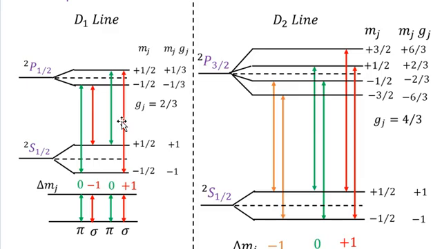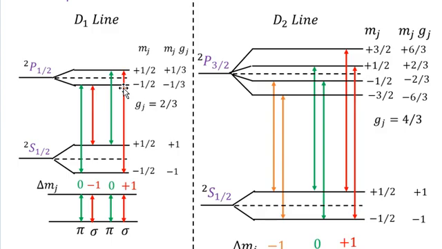Now you see that, let's carry out the possible transitions. The possible transitions are what I have shown. Two red lines and two green lines have been used to show the possible transitions. And you know that the transitions must follow the rule that delta Mj should be equal to 0, plus or minus 1. Other values are not optically permitted.